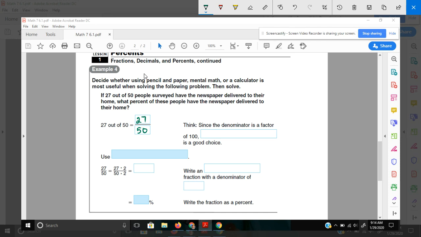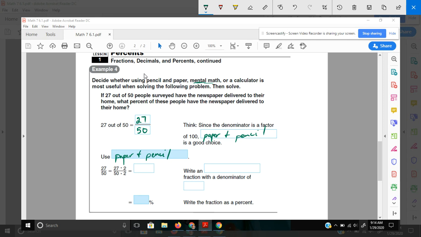And think, since the denominator is a factor of 100, paper and pencil is a good choice. Or you might think about this too as mental math, depending on how good your mental math is. But you really aren't going to need to use a calculator for this. Some, I'll tell you, will be okay to use a calculator on to double check. But for the most part, you shouldn't need to for these ones.